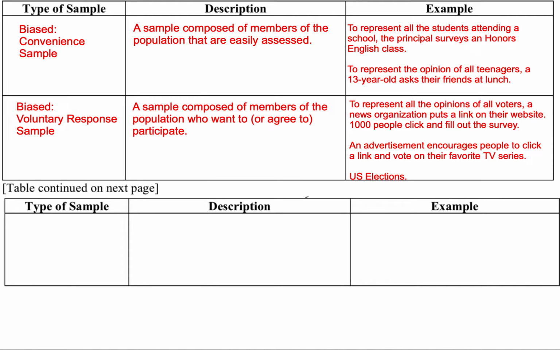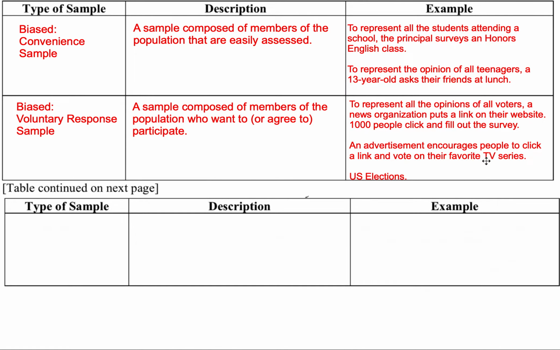To represent all the opinions of all voters, a news organization puts a link on their website. 1,000 people click and fill out the survey. And of course they talk about it on their news program. Of the 1,000 people we surveyed, this percent of them don't like this person, or this percent of them like this person. And that's voluntary response. It induces bias because only those who want to participate actually do.